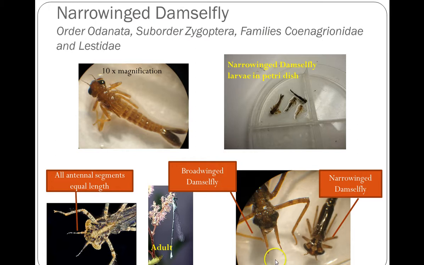You can see a comparison here. This is the broad-winged, with the long first antennal segment, and the narrow-winged, with a shorter antenna with all the segments about the same length. And here's what a narrow-winged adult looks like. We want to make that distinction because broad-winged damselflies are typically more sensitive to pollution than narrow-winged damselflies. So this will help give us a more accurate stream quality calculation.